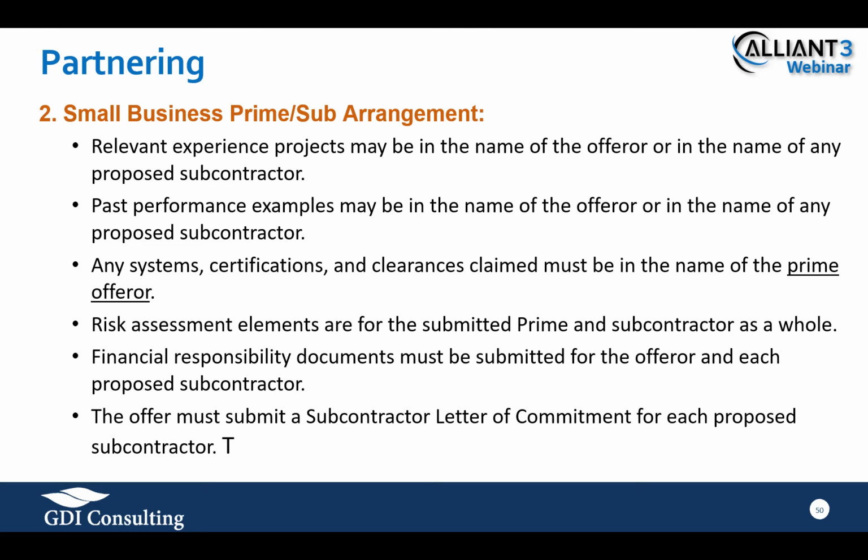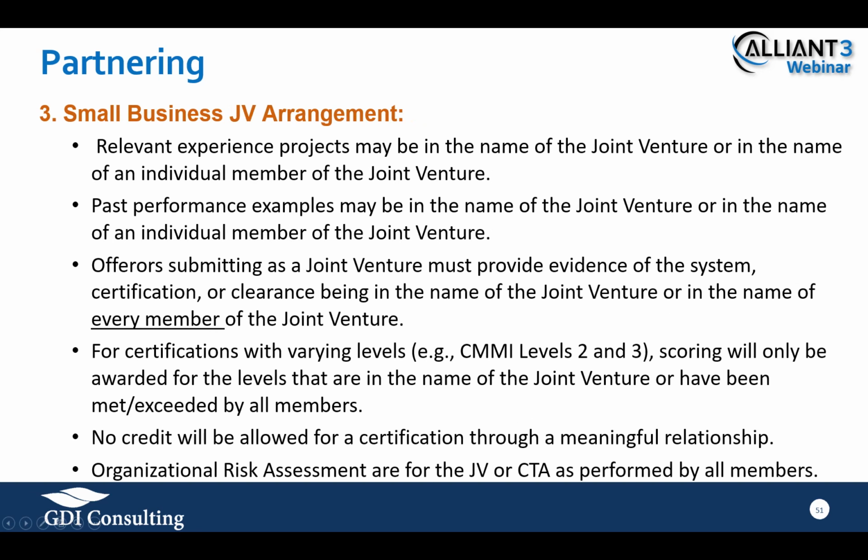Financial responsibility documents must be submitted for the offerer and each proposed subcontractor. The offerer must submit a subcontractor letter of commitment for each proposed subcontract. So that's the small business subcontract arrangement. And the third one is small business JV arrangements.